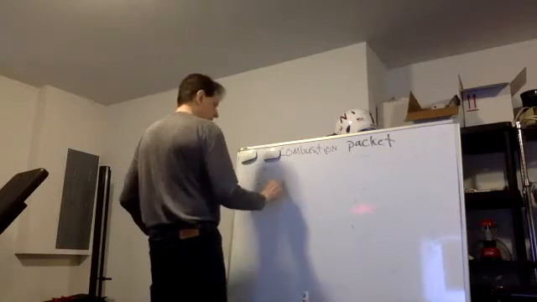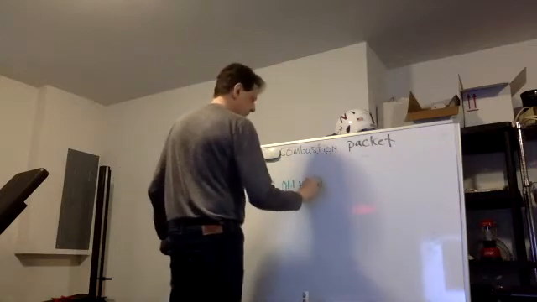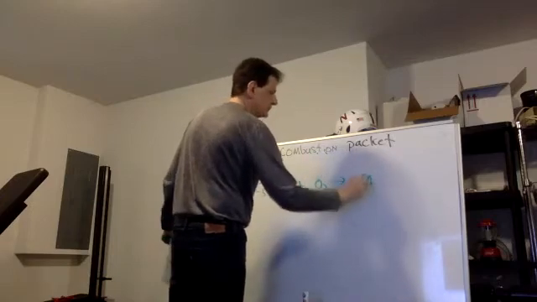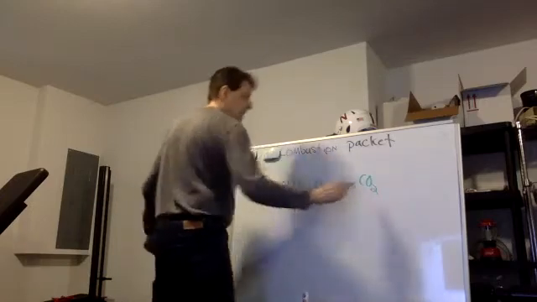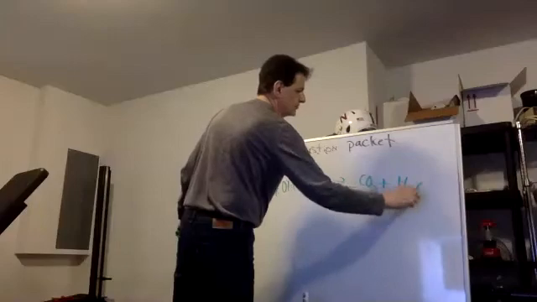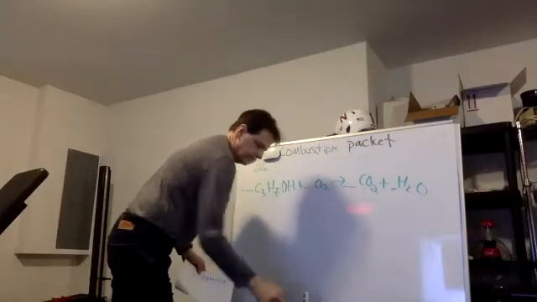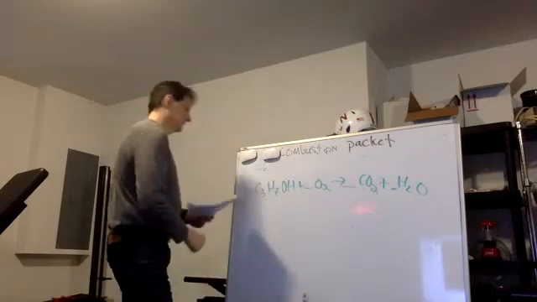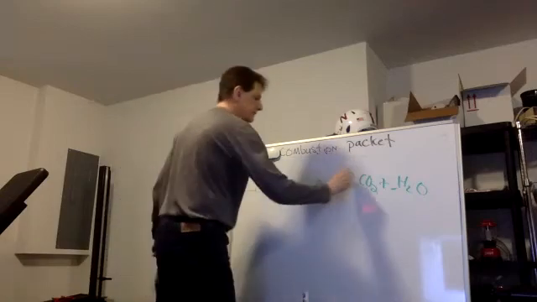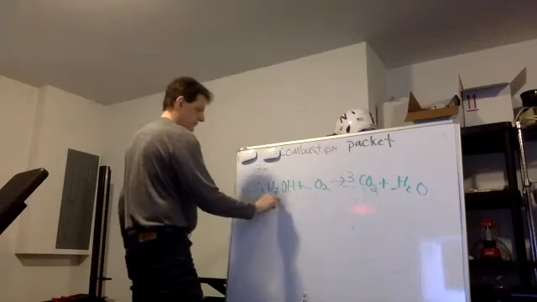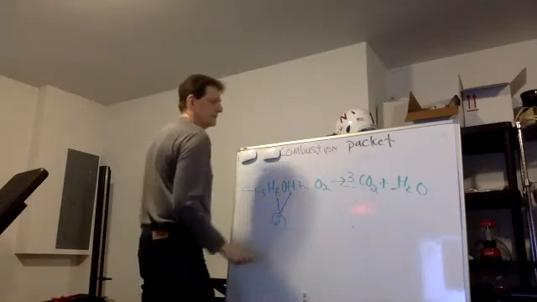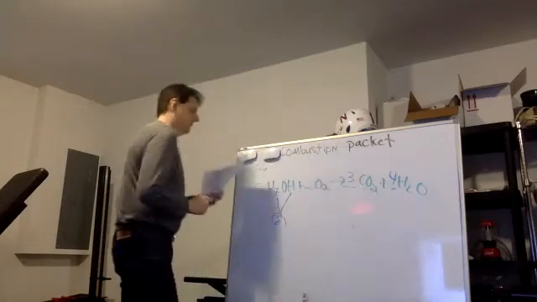C3H7OH plus O2 to CO2 plus H2. Let's see, I'm going to go 3 here. And I've got 7 plus 1 is 8, so I'm going to need a 4 there.